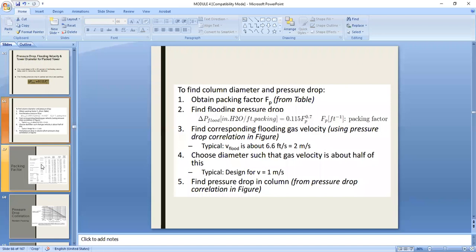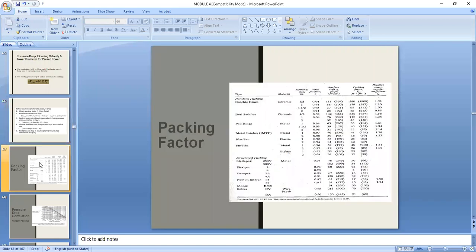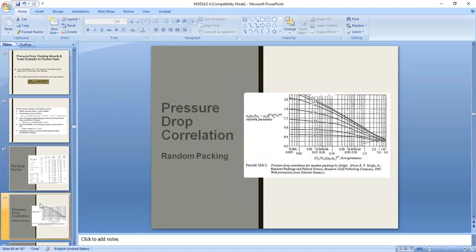The table that I was mentioning, which is more detailed, is this one. If I can project this from your handbook. You have here on the upper portion the random packing, and you have here the structured packing, and you have one of the columns here, the packing factor, this one. One unit is per foot, the other one is per meter, depending on the set of units that your problem is working on. In your handbook, you have this also. And for the pressure drop correlation, I'd like to project this.